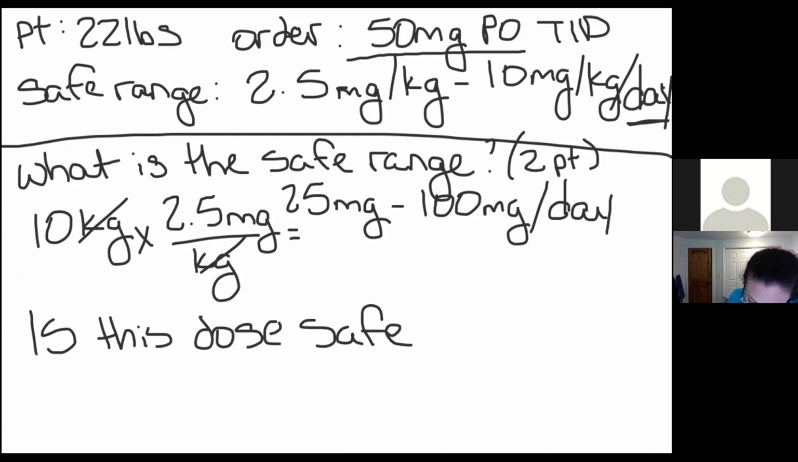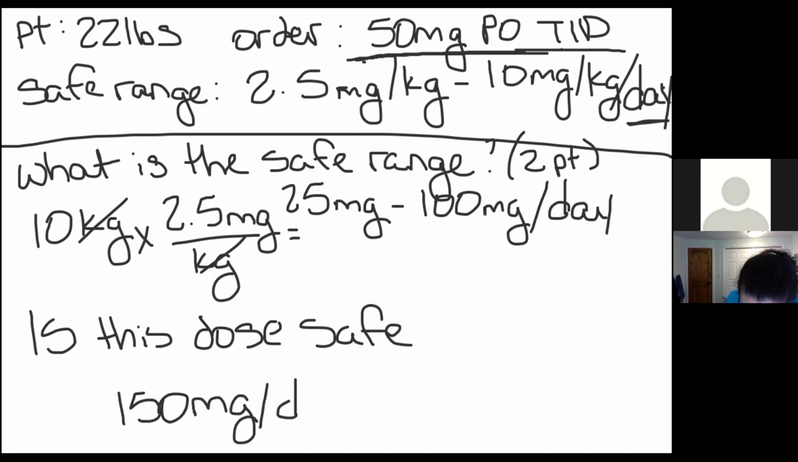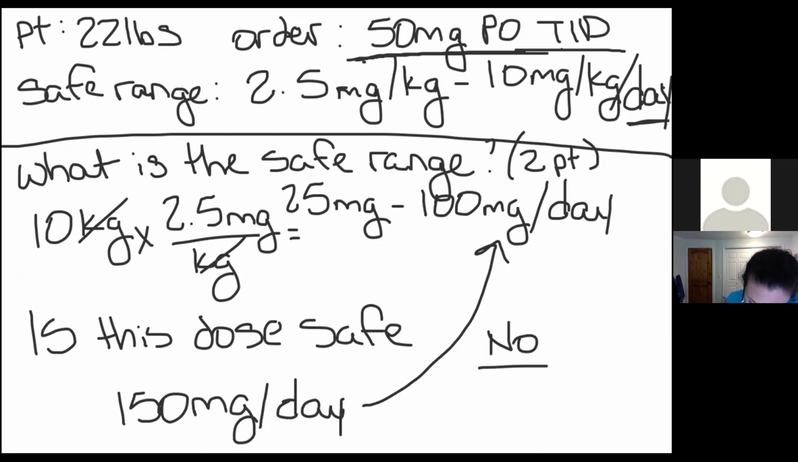I need to look back and go, okay, my patient's getting 50 milligrams TID. I need to know that that means 3 times a day. And if they're getting 50 milligrams 3 times a day, they're getting a total of 150 milligrams per day. And that is outside that range, which means this is not safe. This is not safe.